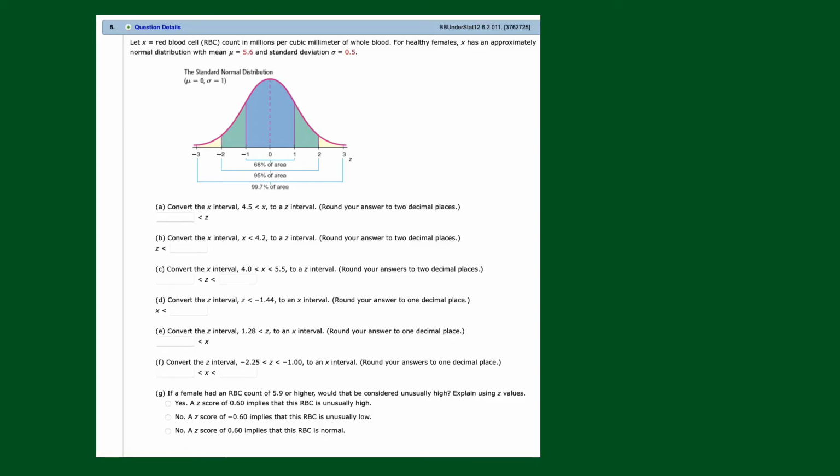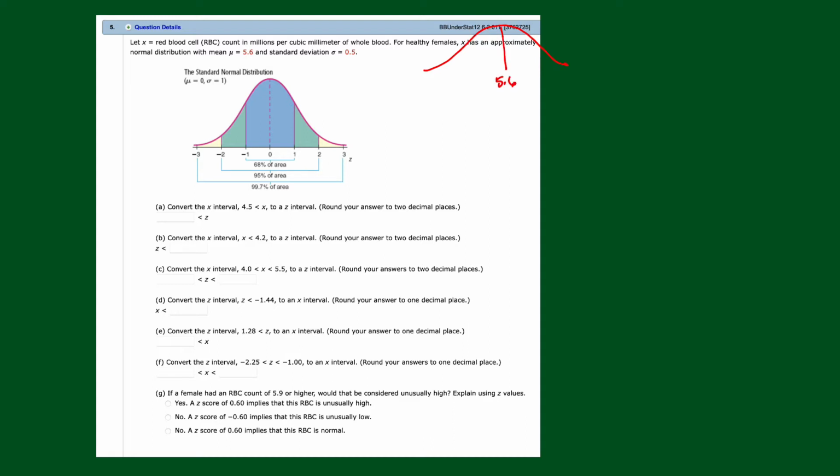6.2, question 5. So here's our random variable x. Let it be the red blood cell count, RBCC, in millions per cubic millimeter of blood. For healthy females, x has approximately a normal distribution with a mean of 5.6. So we know it's normal. The mean here is 5.6.